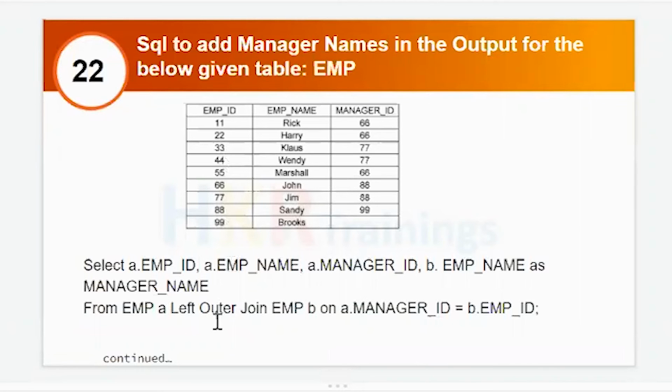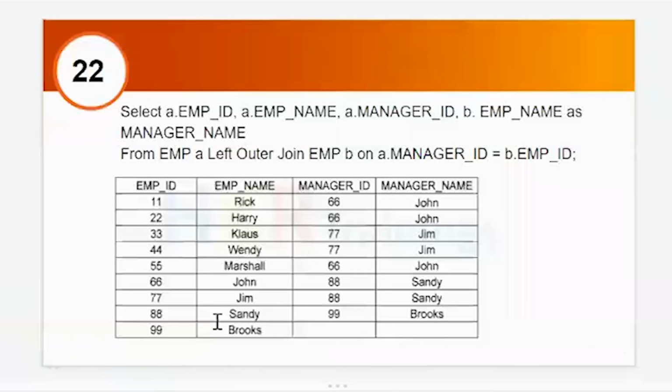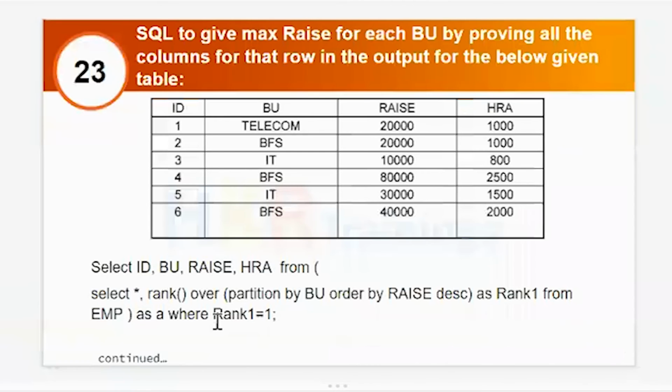Okay. Moving on to another question. SQL to give maximum raise for each BU by providing all the columns for that row in the output for the below given table. So what do we want to know?